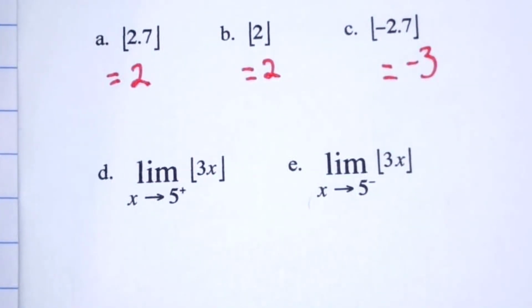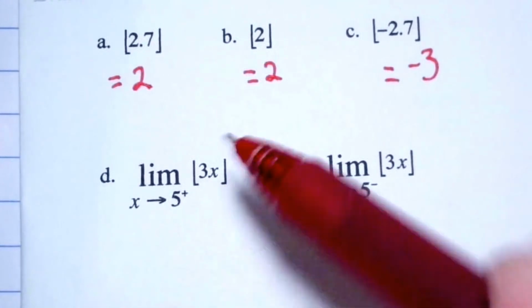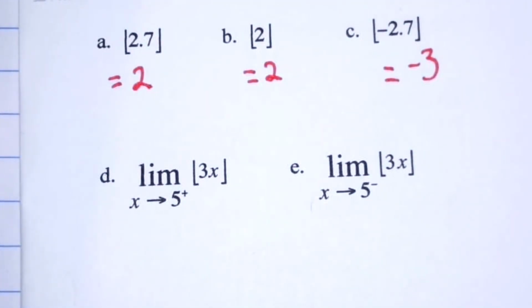Did you get the answer 15? How do we get 15? Well, again, we're thinking about a number slightly larger than 5. If you multiply that number by 3, it's going to be slightly larger than 15. Now, I'm being kind of sloppy. I'm not really defining what I mean by slightly larger, but I'm hoping that you can intuitively gather what I'm saying. So 3x is going to be slightly larger than 15. Then you take the floor, and you get 15.